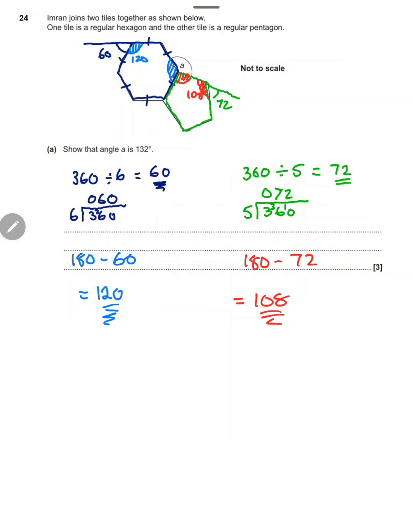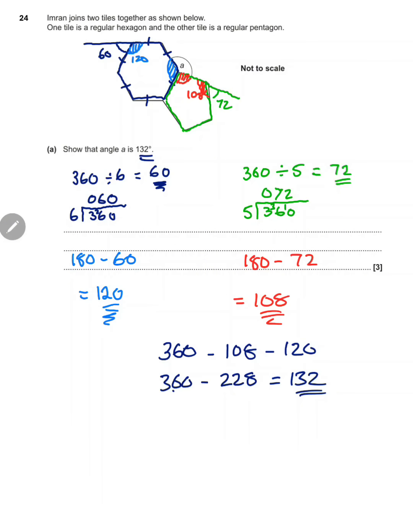So what I'm going to do is say, okay, that's creating a full circle or angles around a point. So I'm going to start with 360. I'm going to take away 108. And then I'm going to take away 120. Altogether, I'm taking away 228. And I promise you, 360 take away 228 is the 132 that they're talking about in the question.